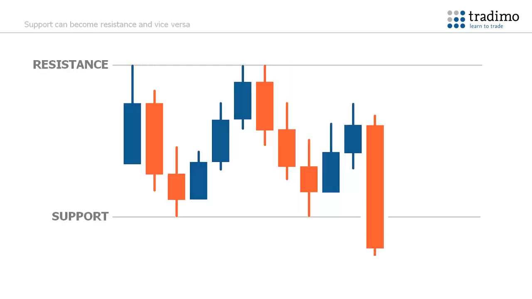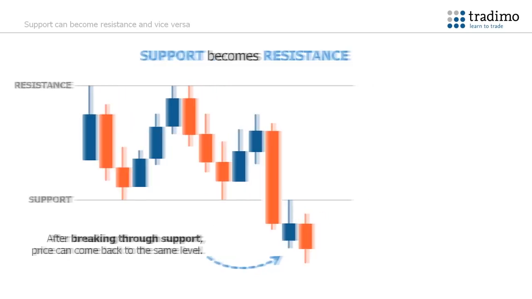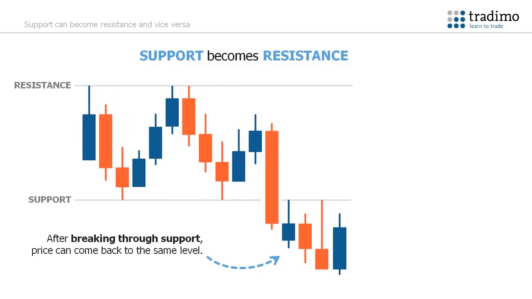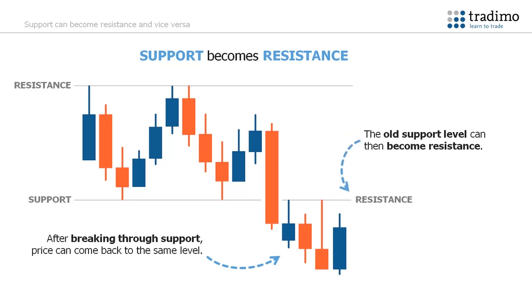After breaking through support, very often the price can come back to this support level. When the price comes back up to the former support but cannot break above it again, this former support has become a new resistance level. This is when support becomes resistance.